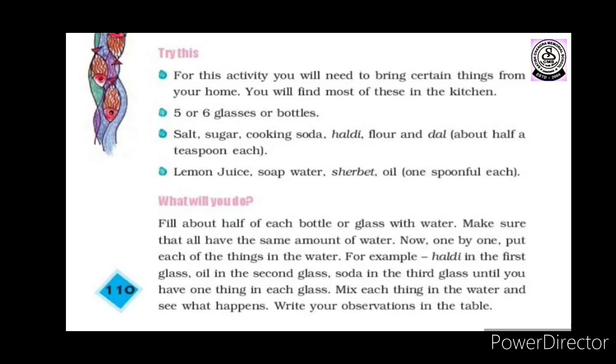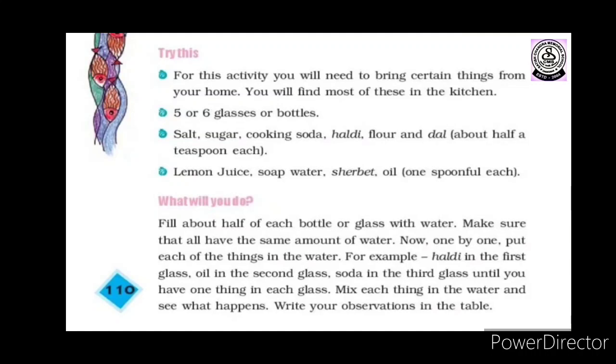Try this. This is an experiment and you will try it at your home, but with due permission from your parents, and take all the safety measures while you try this experiment. It is an activity. For this activity you will need to bring certain things from your home. You will find most of these in your kitchen, and there is no need to bring them to school. In this pandemic situation we are having online classes, so you can try all these experiments from your home.